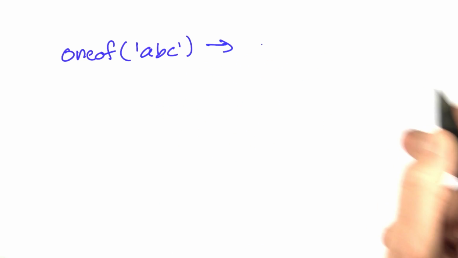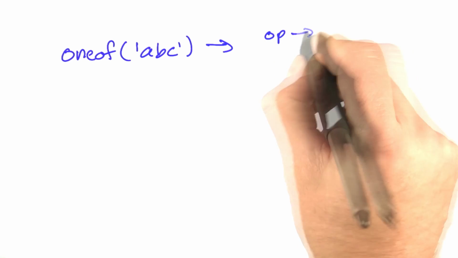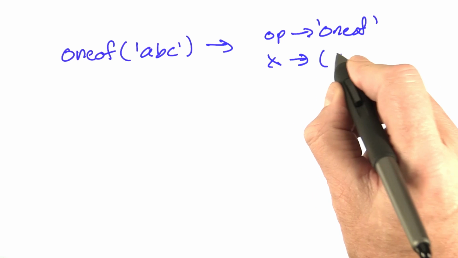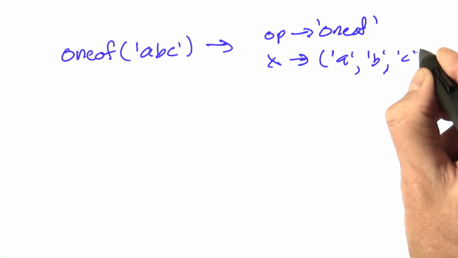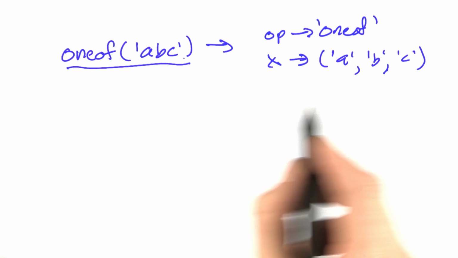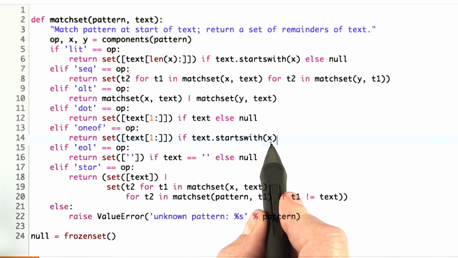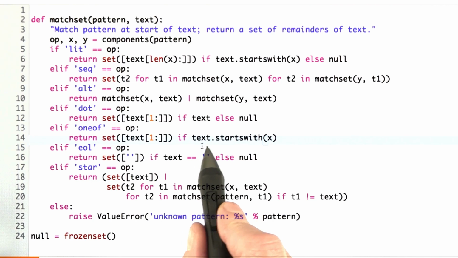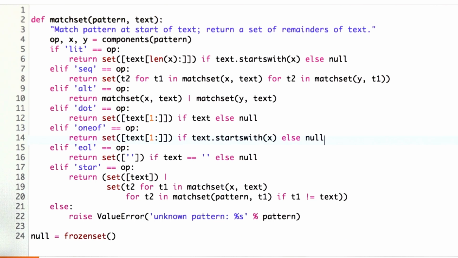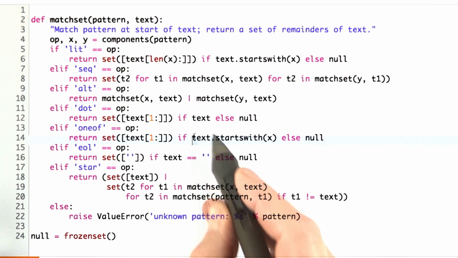So what I'm saying is I want the API function one_of('abc') to return some object, and we haven't yet specified what that object is, such that the operator of that object is one_of, and the X for that object should be the tuple ('a', 'b', 'c'). So it's sort of a little optimization here that I've defined the API to construct an object of just the right form so that I can use it efficiently here and just go ahead and check, does the text start with any one of the possible X's? Otherwise, return null.